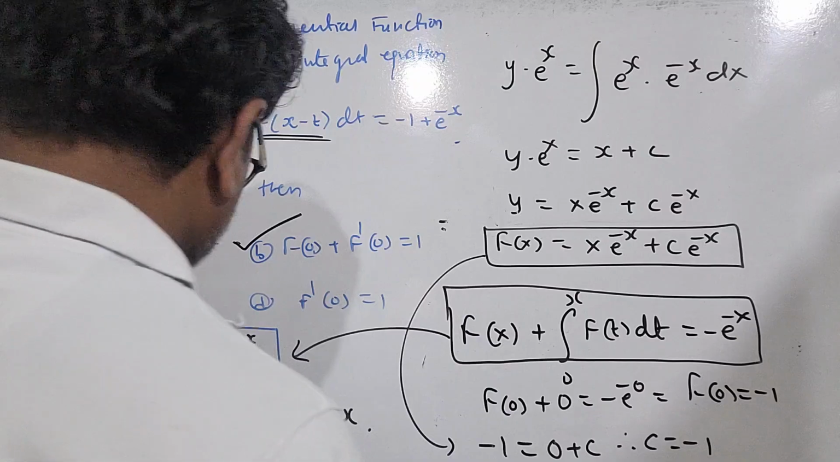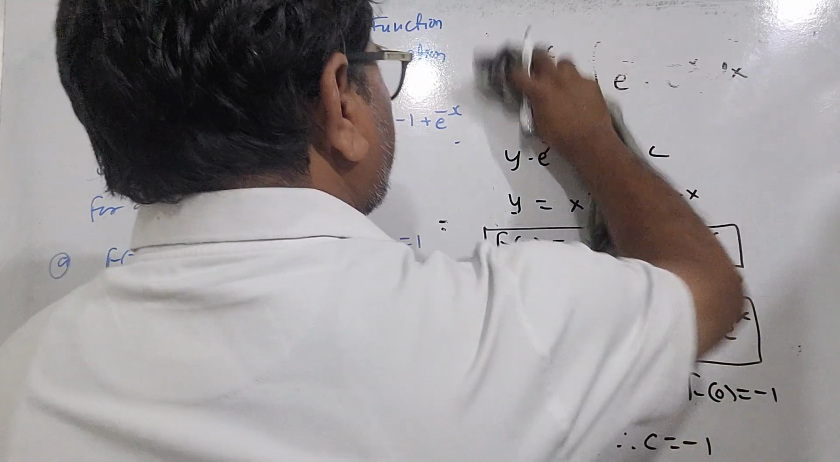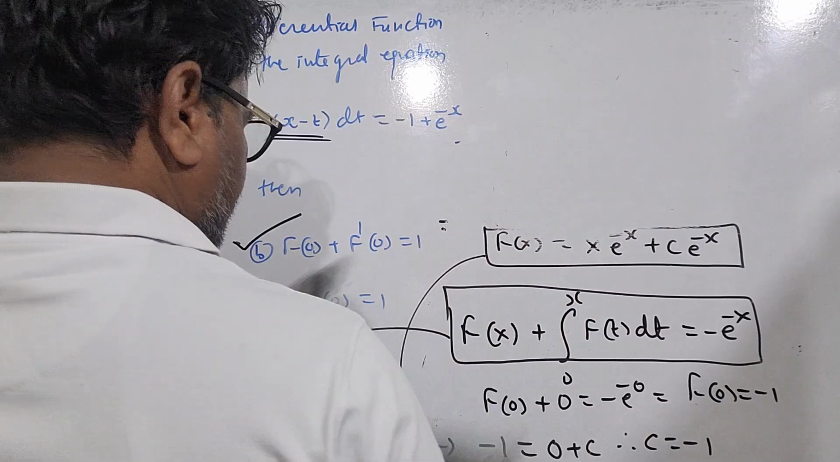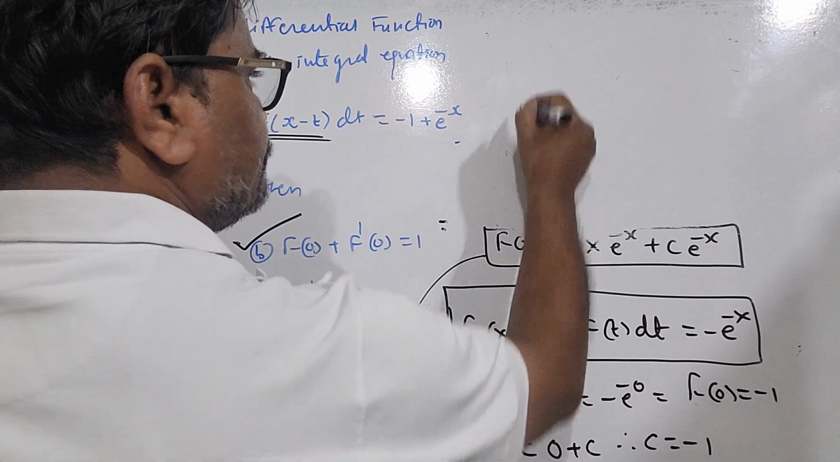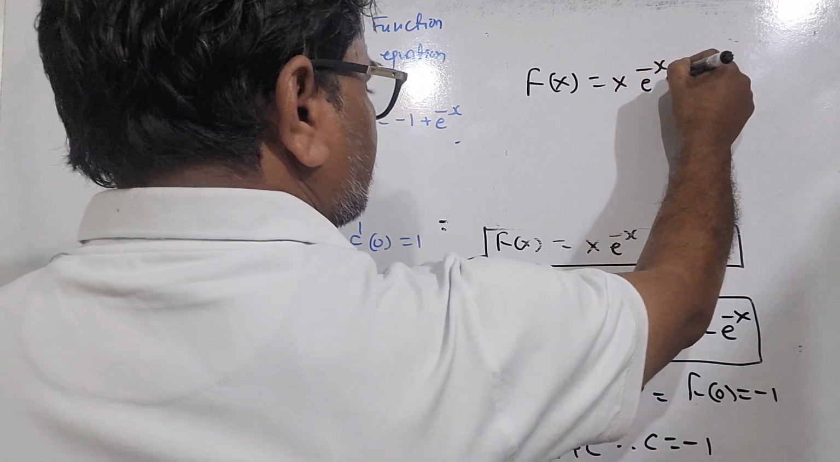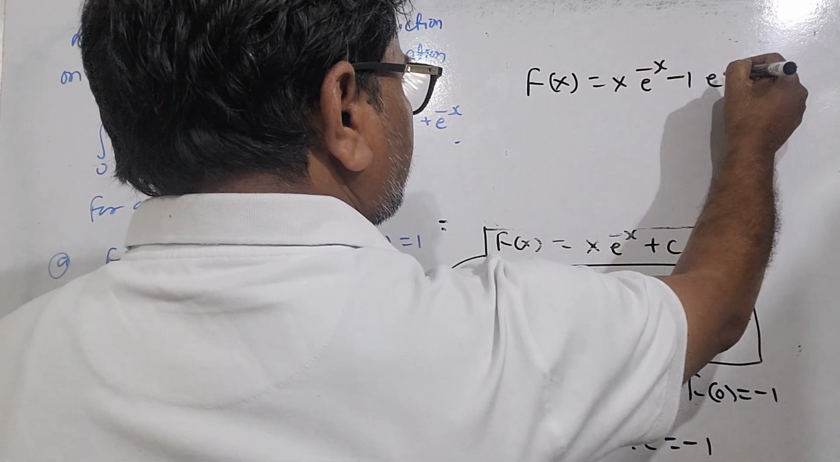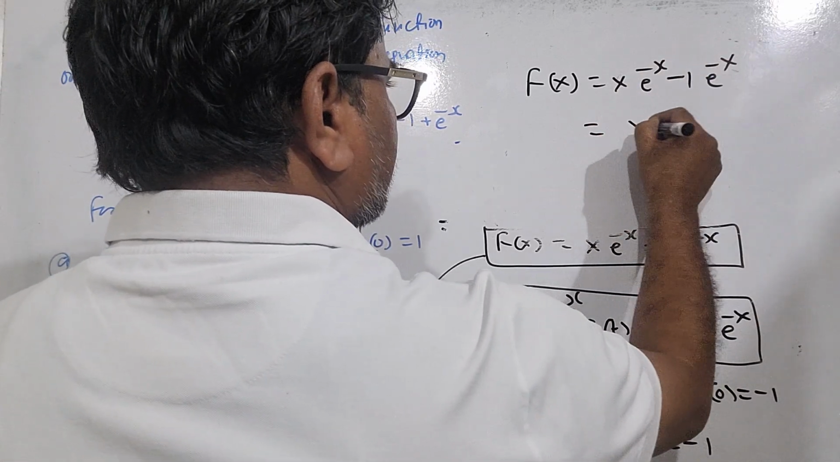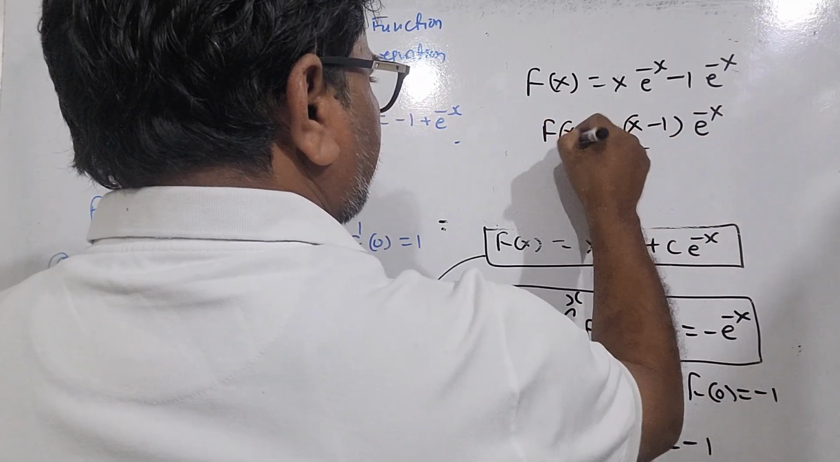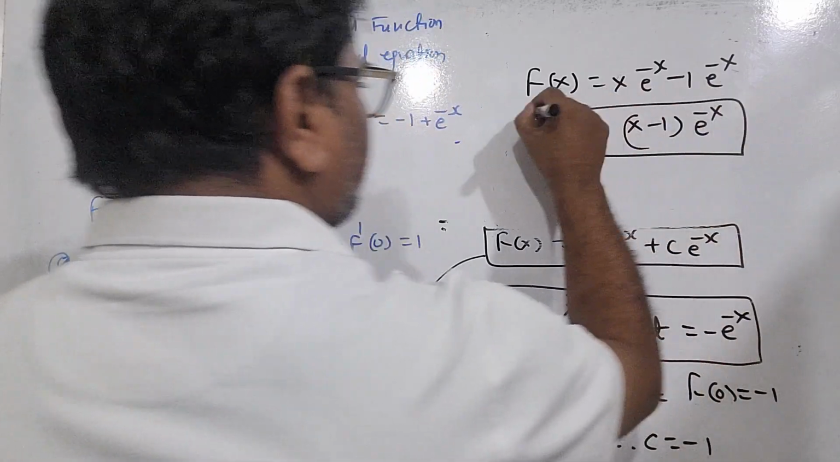Once you get c, you have now got your function. And what is that function? That is y is equal to f(x) equal to x into e to the power minus x minus 1 into e to the power minus x, that is (x minus 1) into e to the power minus x. This is your f(x). Finally you got your f(x).